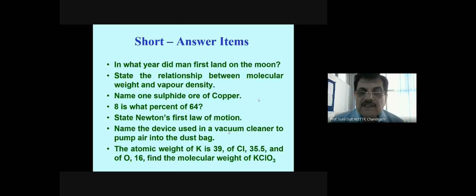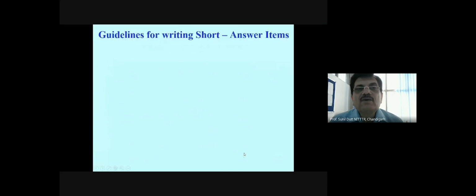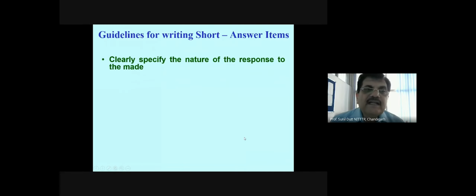The atomic weight of potassium is 39, of chlorine 35.5, and of oxygen 16. Find the molecular weight of potassium chlorate. So now these are direct questions, or they begin with an action verb: state, name, find the molecular weight, and so on. So now let us have a look at the guidelines of writing good quality short answer items. The first guideline is that the item presented to the student should be made explicit in the statement of the problem itself. So clearly specify the nature of the response to be made.